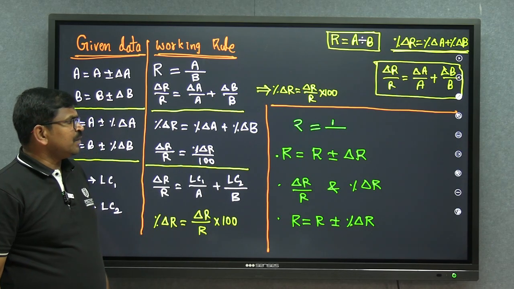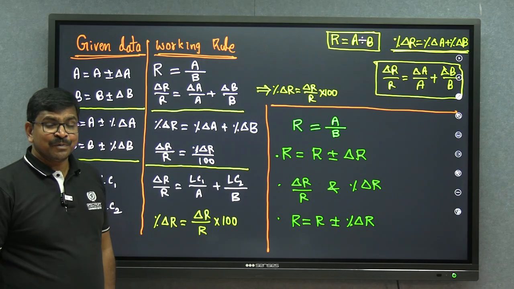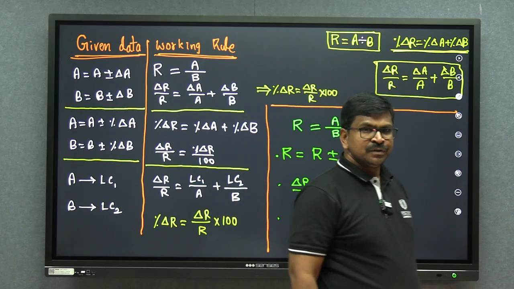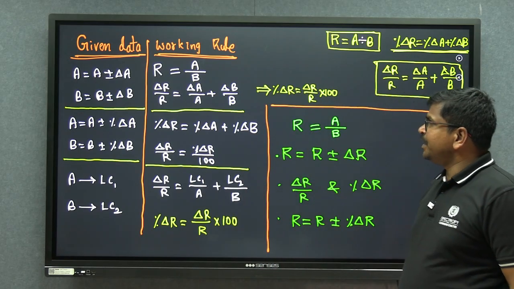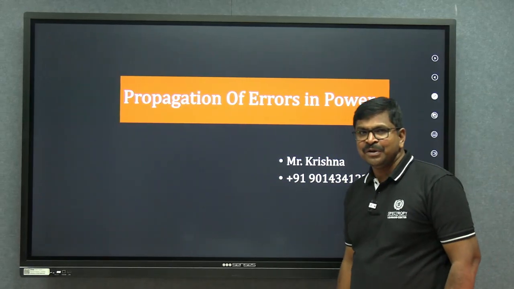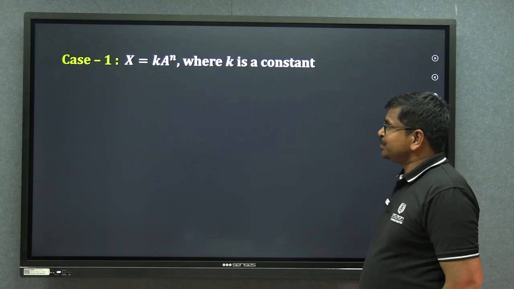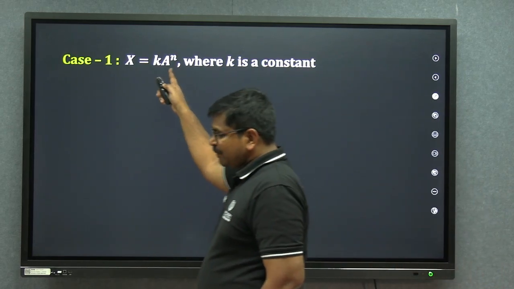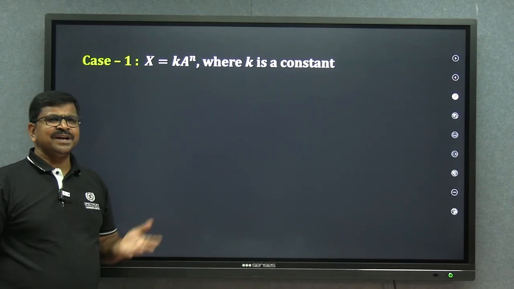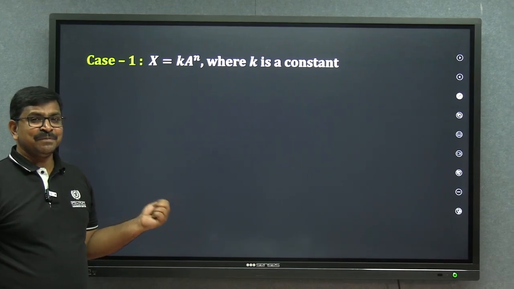So as I told you already, you have 48 unique models in propagation of errors for addition, subtraction, multiplication and division. I think you got the complete idea about propagation of errors. And the last part is propagation of errors in the case of powers. Suppose the format of the power is x equal to k times a power n. What is a power n here? A is multiplied n times. It is the same as the multiplication operation.